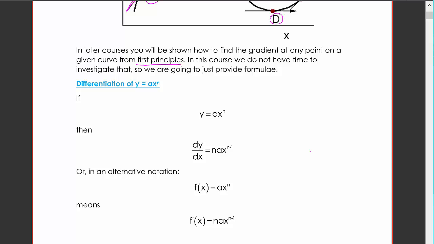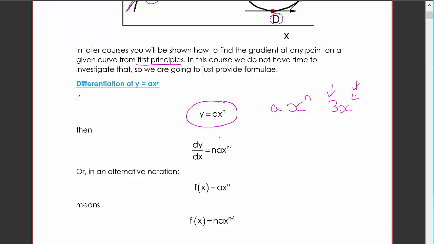And the first one we're going to look at is a polynomial function, a power function of x. So in this expression y equals ax^n, x is obviously x, and a and n would be numbers, such as we might have 3x^4 or something like that. So in this case a would be 3, n would be 4.